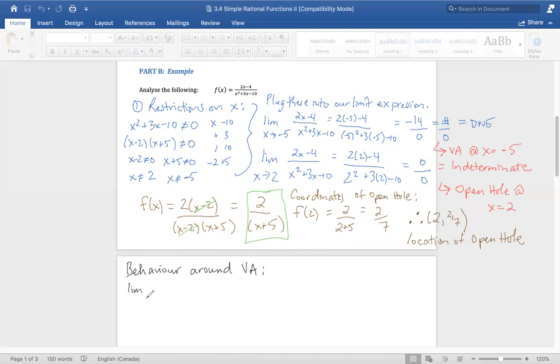So the limit has x approaching -5, but from the left. Again, my original, like simplified function, by original I mean the one that I can use now, is 2 over x plus 5. Now, if I'm approaching from the left, just to the left of -5, we can use like -5.001, let's say. So 2 over -5.001 plus 5. And again, when I'm figuring out around my vertical asymptote, I don't need definite values.